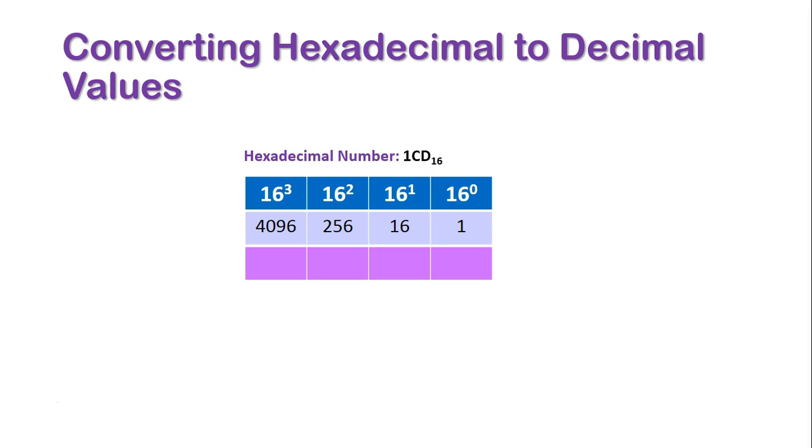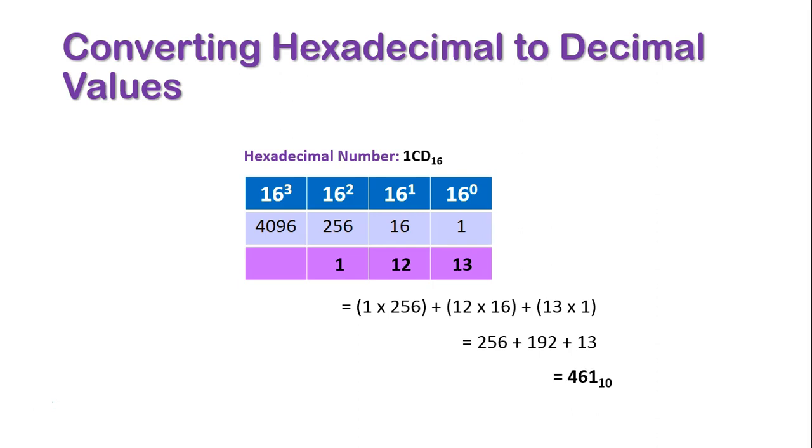The next value we'll look at is 1CD. So we'll put that into our table. 1 is obviously equal to 1, C is equal to 12, and D is equal to 13. So we'll build upon this. 1 times 256 plus 12 times 16 plus 13 times 1, which is equal to 256 plus 192 plus 13, which equals 461 in decimal.